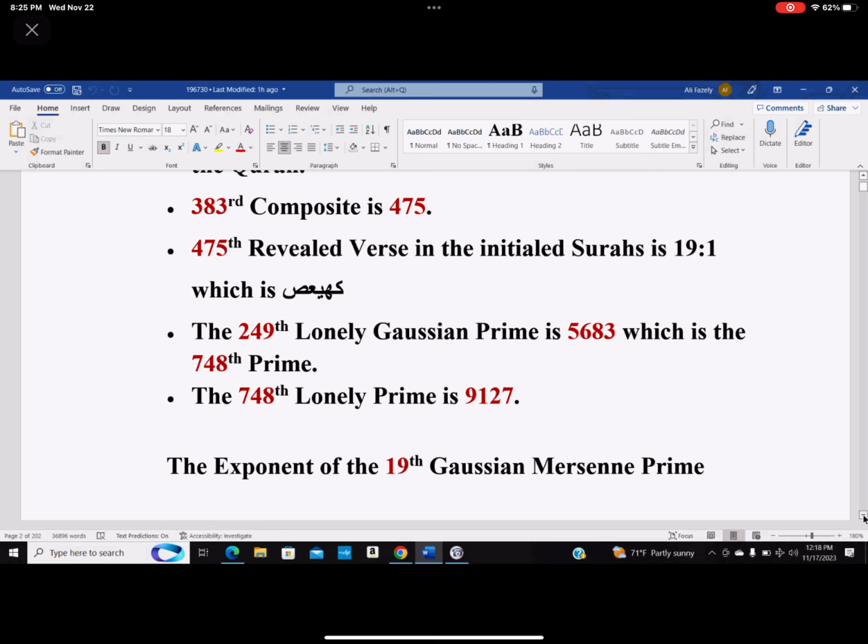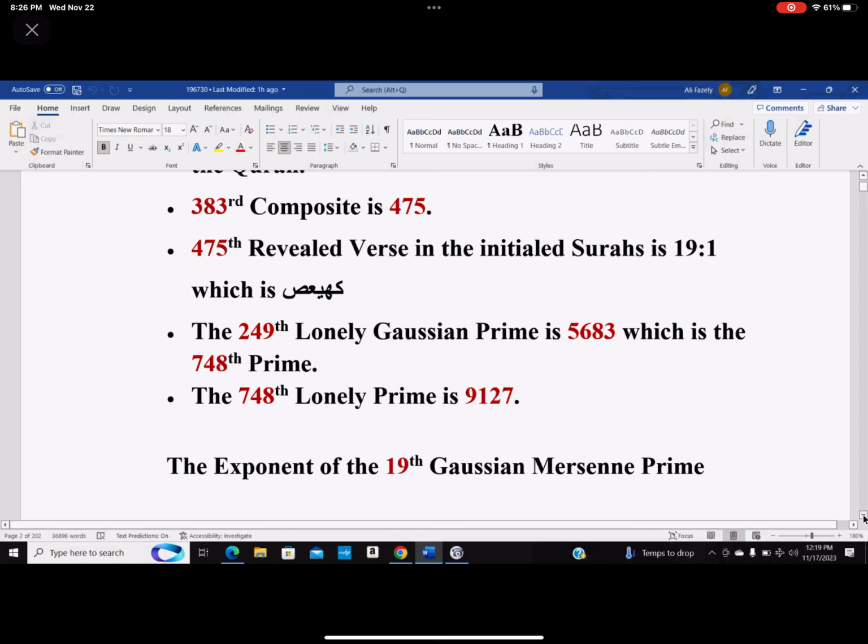Okay, so we went through this exercise, and what happened is that we found out the number of initials in these surahs, the position of certain verses where they are supposed to be in the Quran, and they're all generated from 19. But now look at these discoveries. Those two things that I showed you: 4253, which happens to be the exponent of the 19th Mersenne prime, and 353, which is the exponent of the 19th Gaussian Mersenne prime.